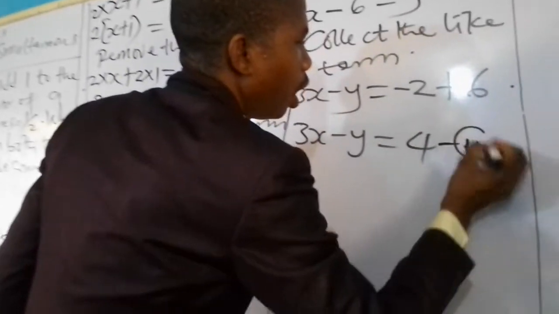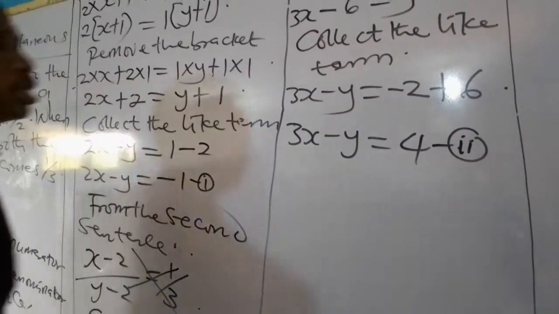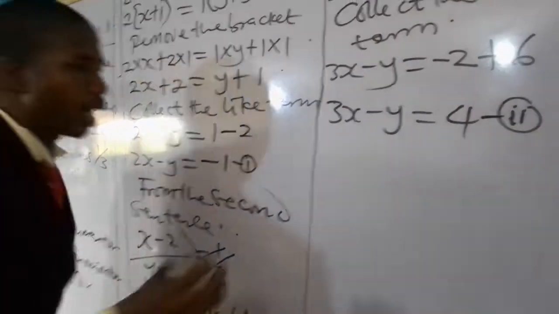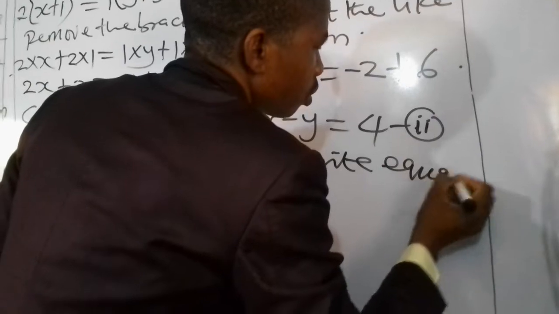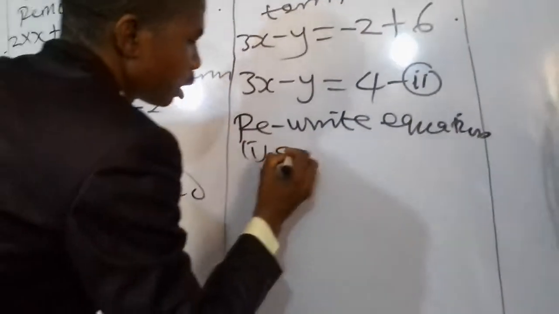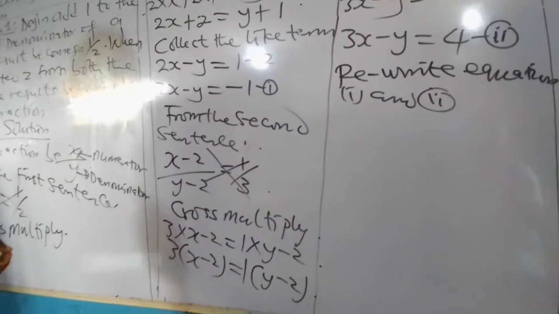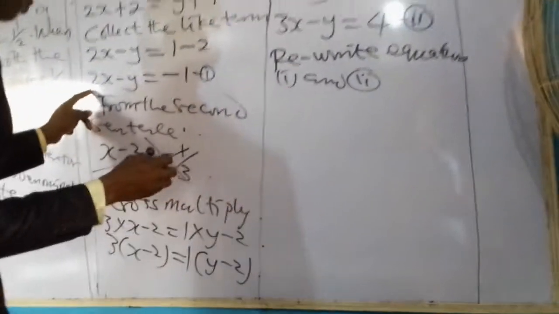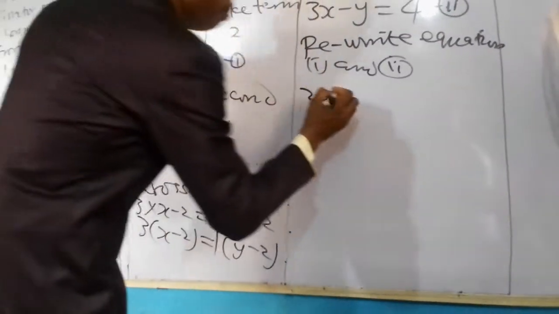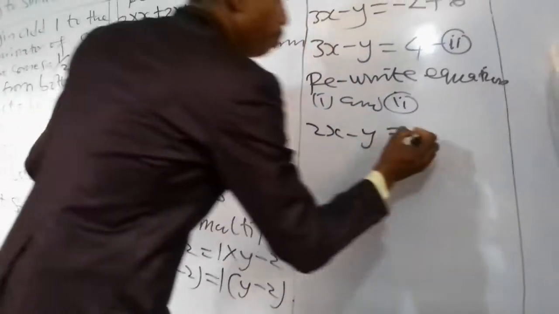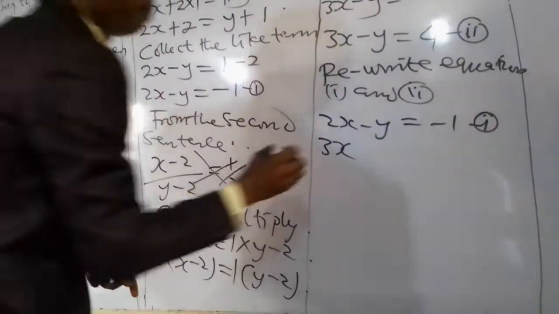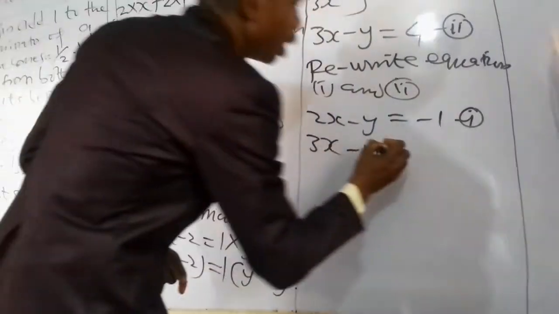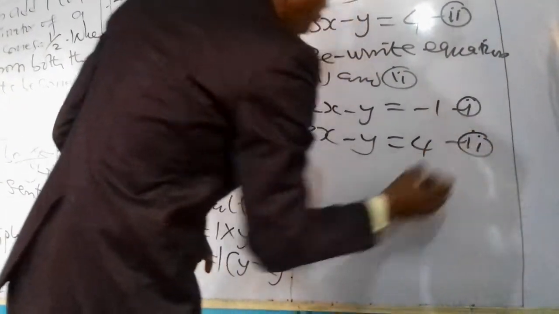Call this one equation 2. Then let us rewrite equation 1 and 2 together. Our equation 1 is 2x minus y is equal to minus 1. Then our equation 2 is 3x minus y is equal to 4.